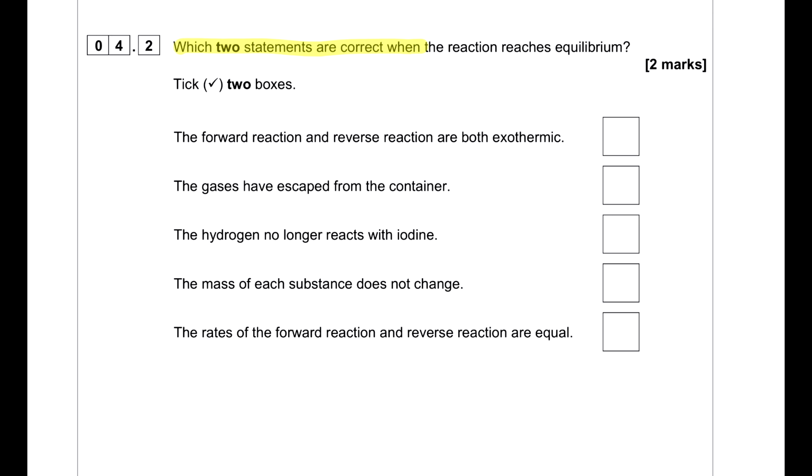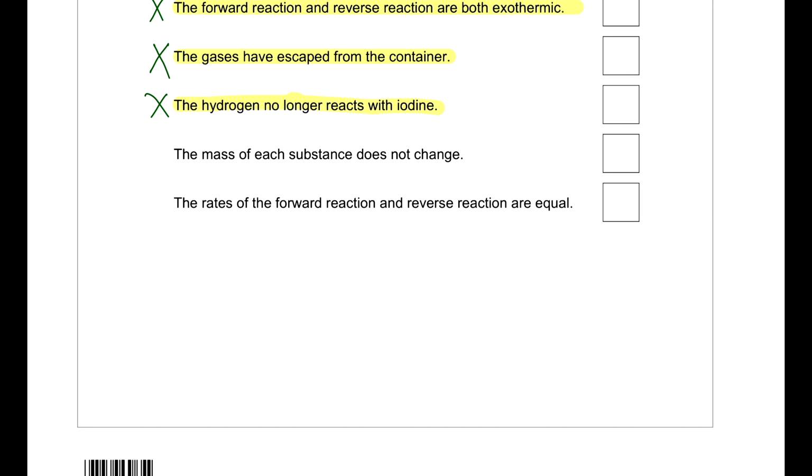Which 2 statements are correct when the reaction reaches equilibrium? The forward reactions and reverse reactions are both exothermic. No. If the forward reaction is exothermic, the backward reaction must be endothermic. The gases have escaped from the container. We can only reach equilibrium in a sealed container. The hydrogen no longer reacts with iodine. We know that the reaction keeps on going. Hydrogen reacts with iodine and produces hydrogen iodide. However, some hydrogen iodide that has formed before breaks down and forms hydrogen and iodine back again. So the reaction goes on.